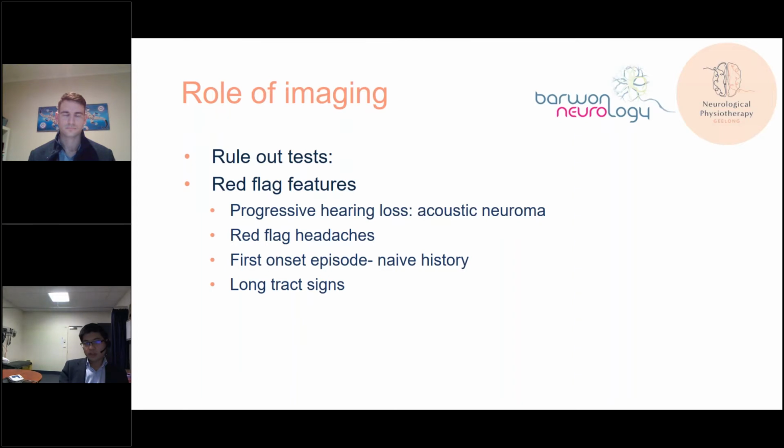Then there are aspects where people are dizzy and have progressive hearing loss, and again, imaging is useful because you need to rule out any space-occupying lesion. And of course, if there are clinical signs that may suggest involvement of the long tracts. I put first onset episode because, especially if they're history naive or they don't have anything in particular, in those groups of people, often you want to establish that there isn't really anything wrong, and then from there you can work it out, that you've ruled out most of the dangerous or life-altering disease or trajectory.